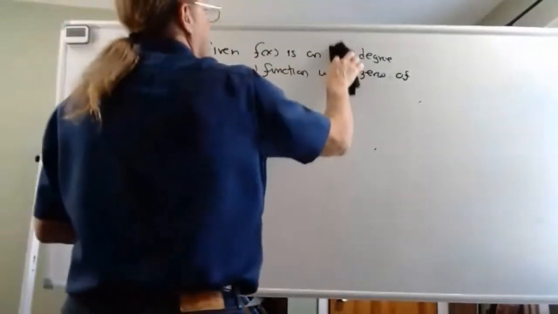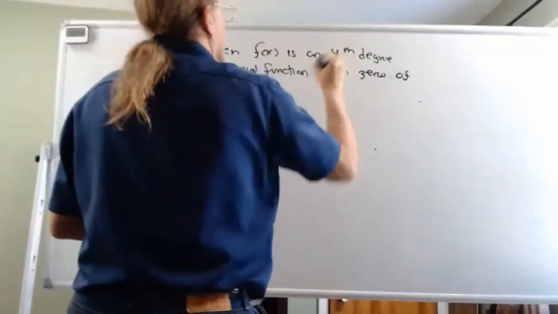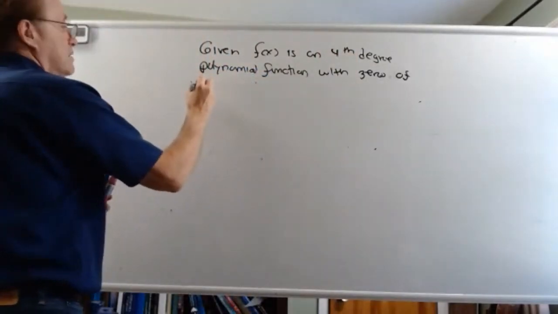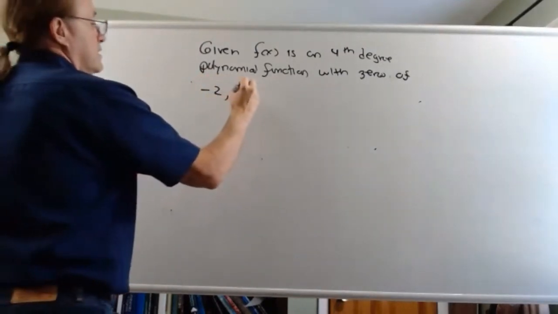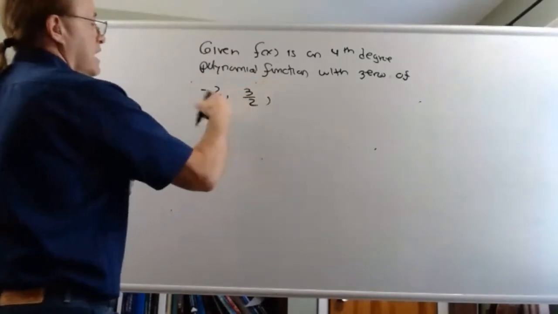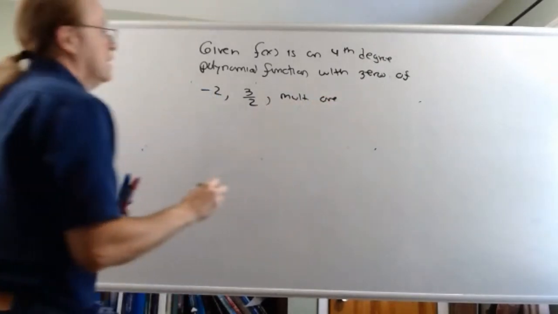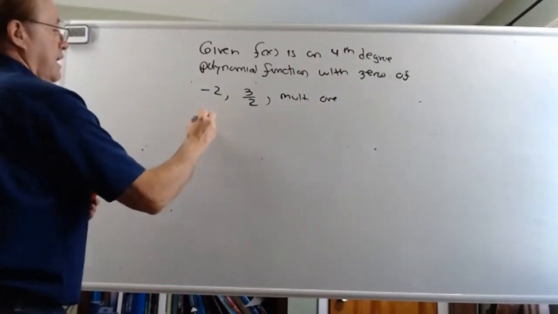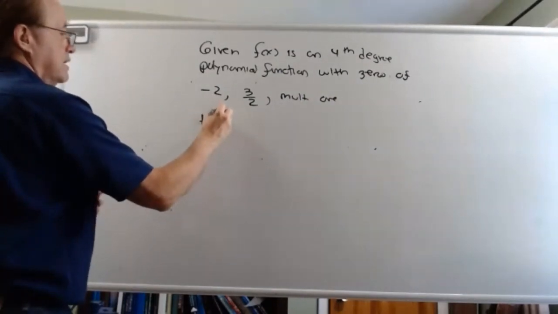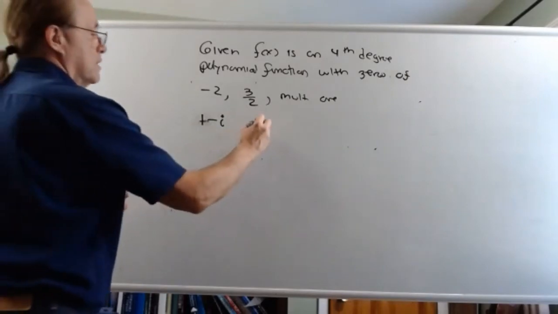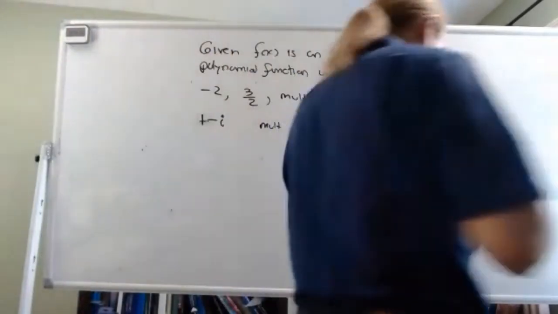So we're looking at a polynomial function of 4th degree. And the zeros of, say, -2, 3/2 of multiplicity 1 each, and also 1 minus i of multiplicity 1. And it's 4th degree. Can you give me the functional form?